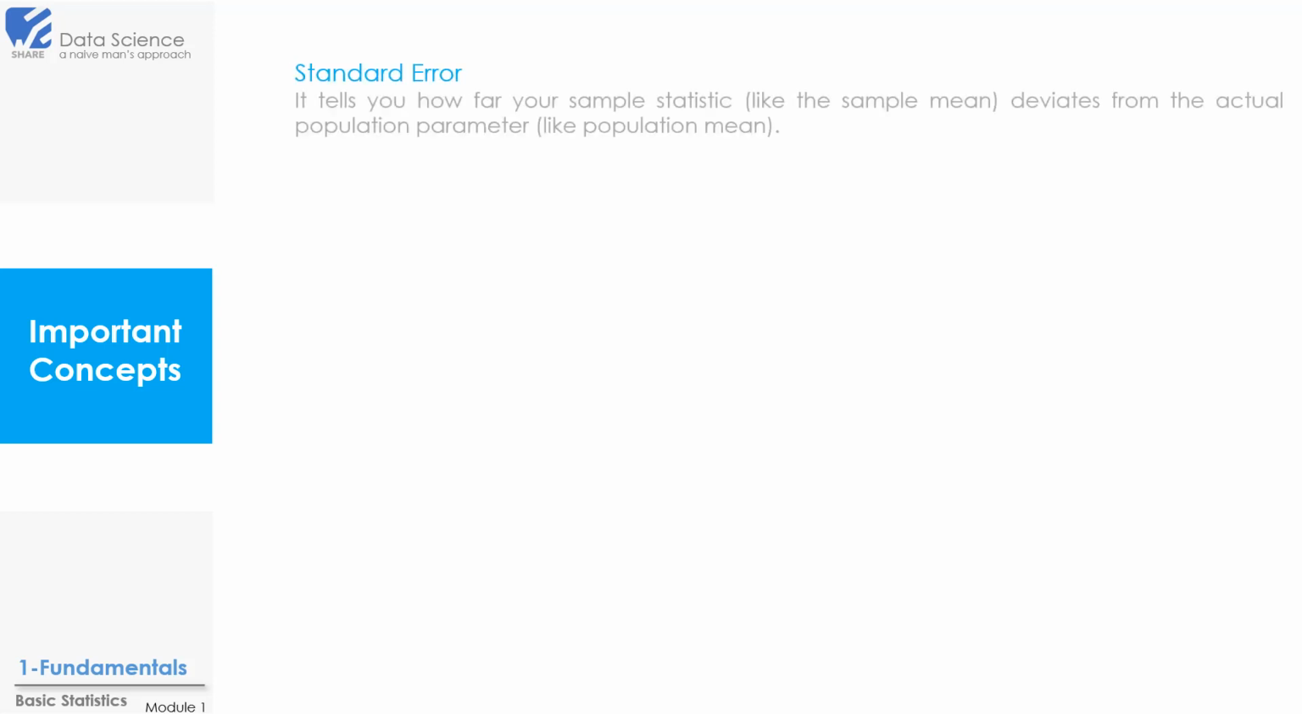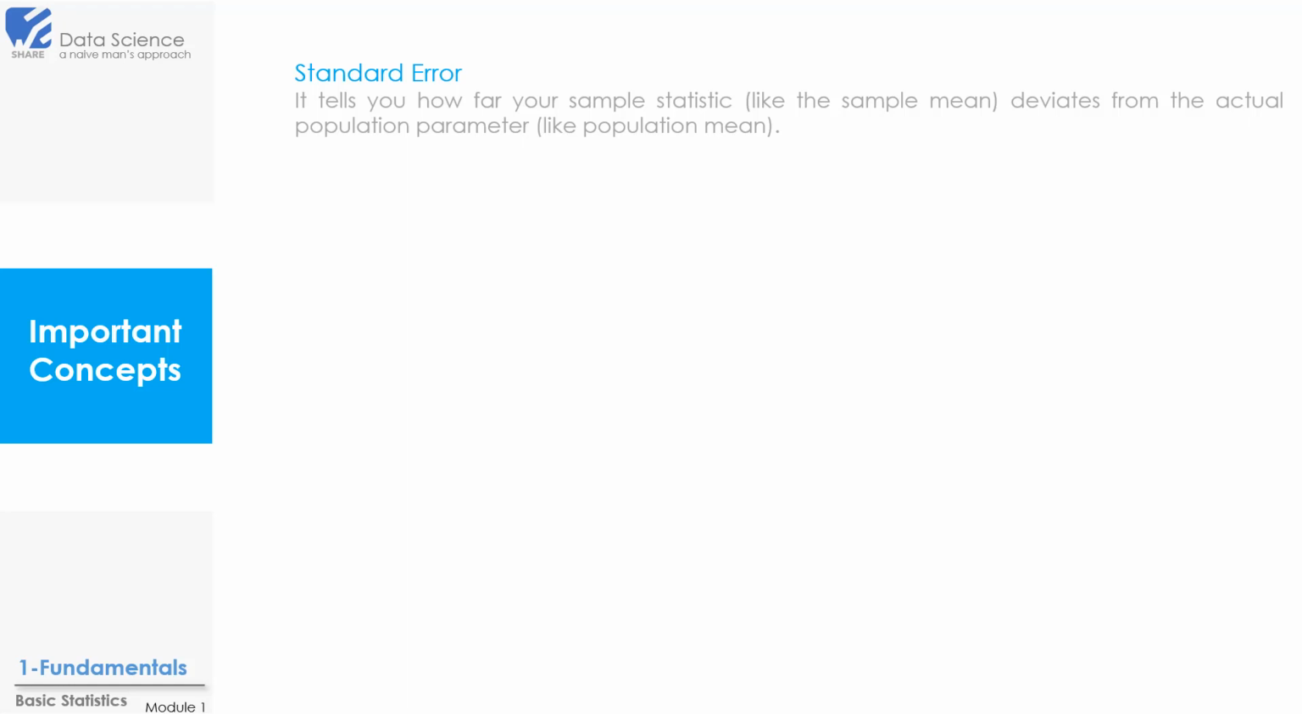Now the last important concept is the standard error. So what it tells us is how far a sample statistic such as sample mean, standard deviation, etc. is deviating from our actual population parameter, which means population mean or population standard deviation. So basically, let's say we have standard error of mean. It will tell us if our sample mean is say 10, then how far it is from the mean of the population from which we have taken the sample.